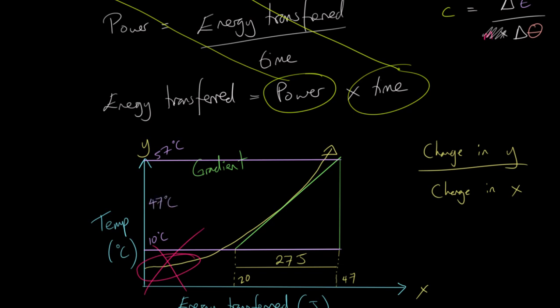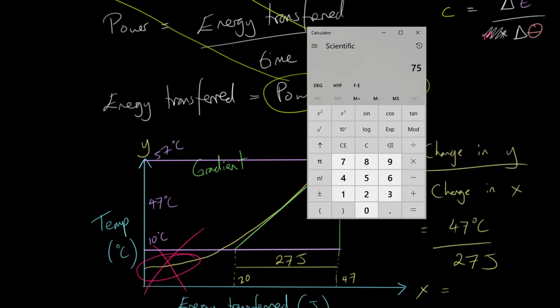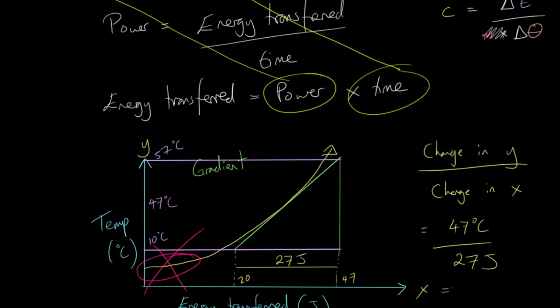And then all you would do is change in y would be 47 degrees, and the change in x would be 27 joules, and then you'd punch that into a calculator like so. So 47 divided by 27 would come out as being, I don't know, 1.74. There you go. That'd be 1.74 degrees C per joule. Okay, the real value isn't going to come out as that. Those are just some random examples that I've put in.